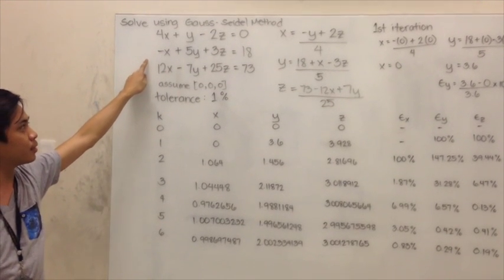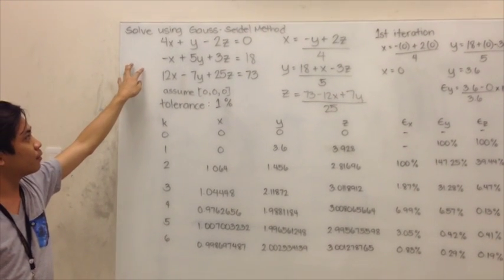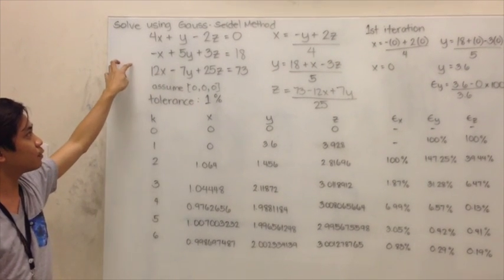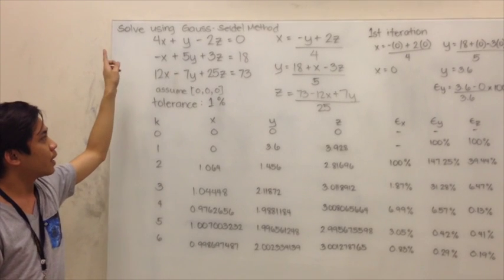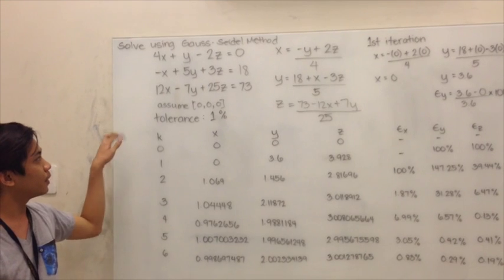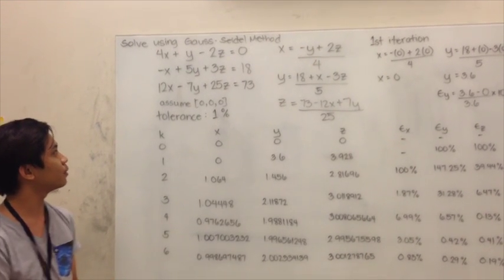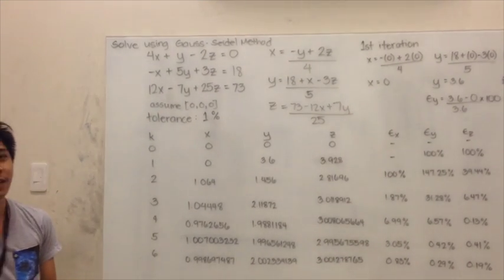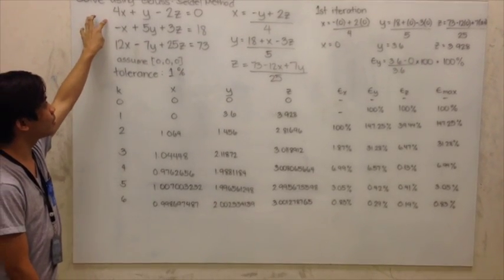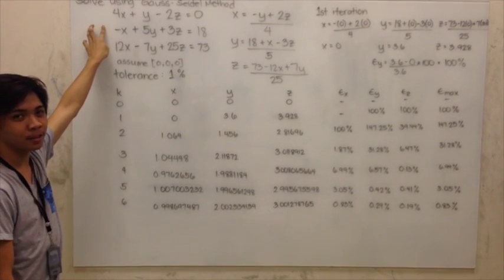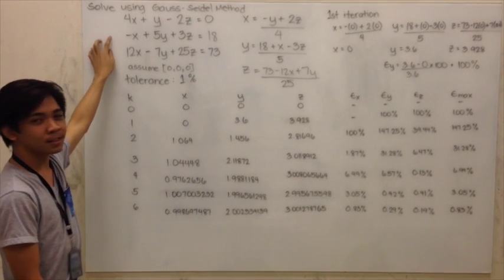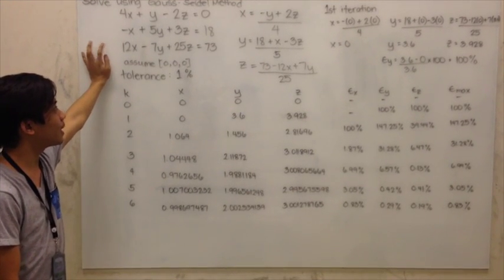And for the second equation, we have 5, and the sum of the absolute value of negative 1 and 3, which is 4. So 5 is greater than 4. And for the third equation, we have 25 compared to the sum of 12 and the absolute value of 7, which is 19. So 25 is greater than 19. So the values of the elements on the main diagonal are all greater than the sums of the absolute values of the other elements on the same row. So therefore, this system of linear equations is diagonally dominant.